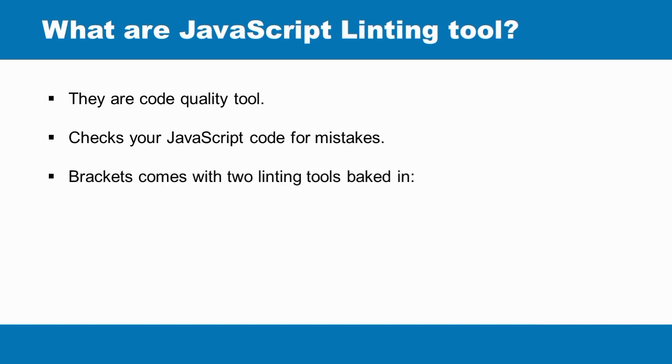So it has JSLint and ESLint. They are both baked into the Brackets text editor. So if you've got the Brackets editor installed, you should have JSLint and ESLint. They both basically do the same thing. They check for errors, but they do it in different ways.